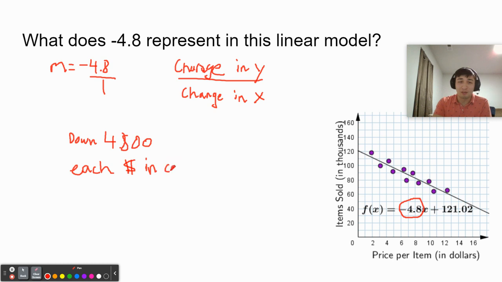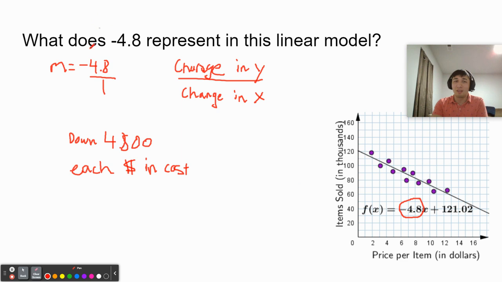So basically what this is saying is, as the cost goes up, the price that you're selling an item for goes up, the number of them tends to go down, which hopefully makes sense to you as well. Generally speaking, if it costs more, you're probably not going to be buying as much of it, whereas if it costs less, maybe you could buy a little bit more of it.